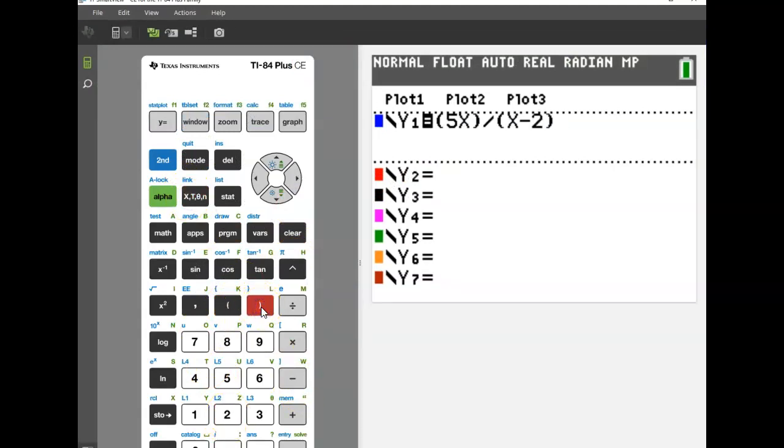Okay. Now we want to look specifically at some values. But we want to look at values that we type in. We don't want to have to scroll around in the table.